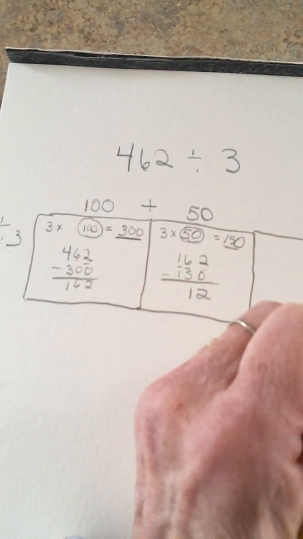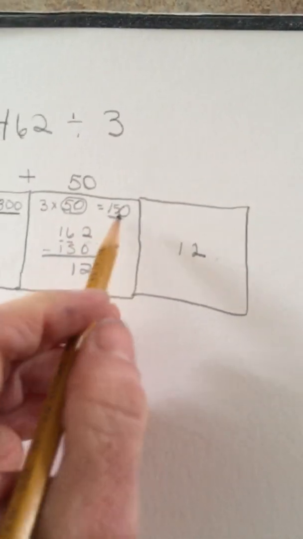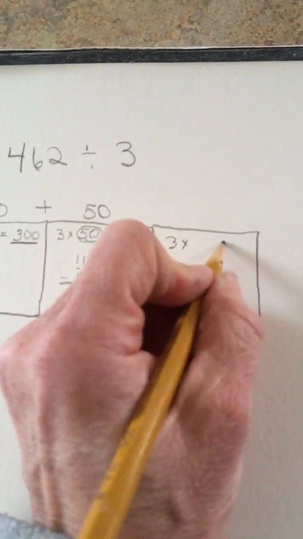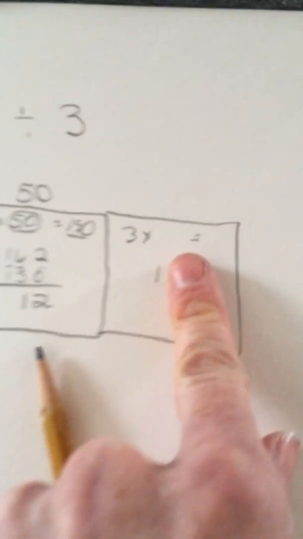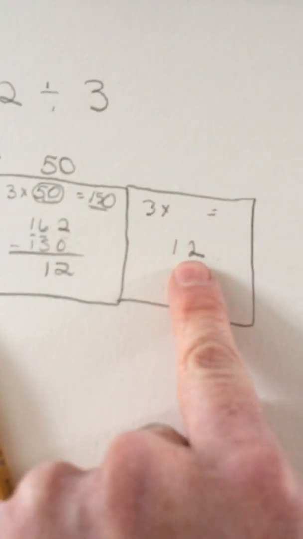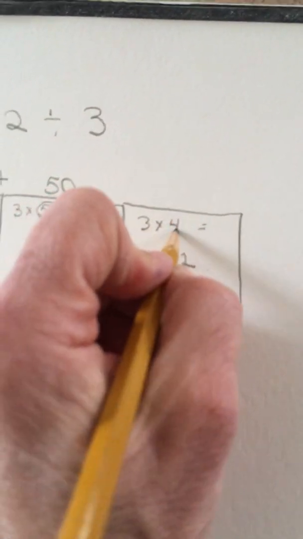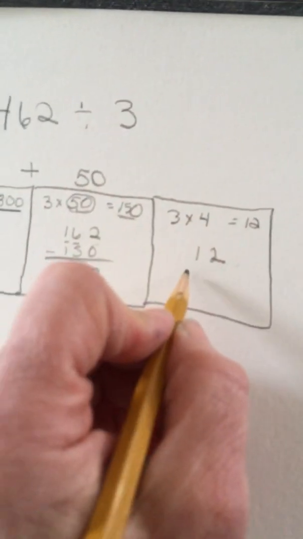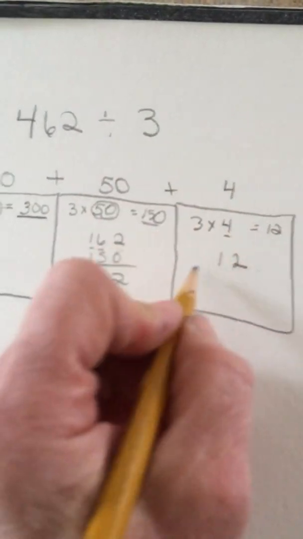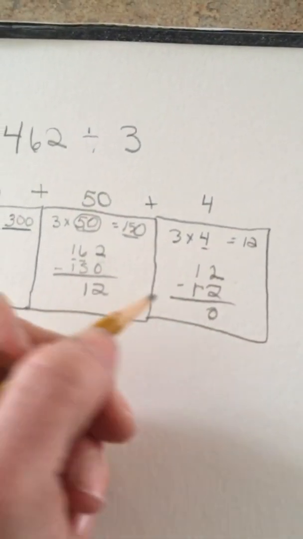So we draw another box, we write 12 in here, and then we're going to multiply 3 times some number. Cover up the first digit, 1, we know from back here 1 doesn't work, so the second digit makes it a 12. So we know 3 times 4 equals 12. Then we put the 4 up here, and we subtract the 12, and that gives us 0.